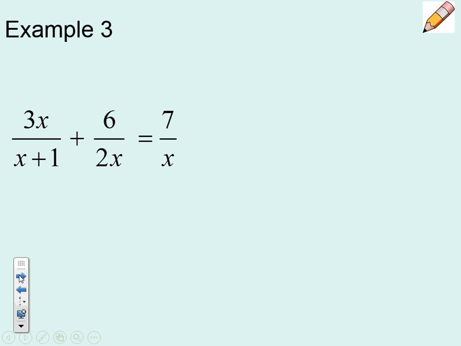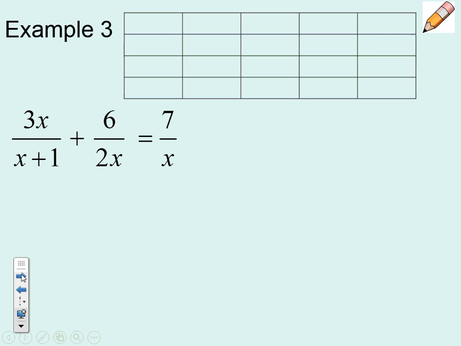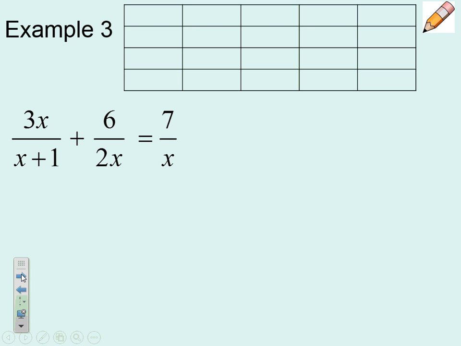All right, ladies and gentlemen, moving on to our last example that we need to have in our notes for the day. Same thing, check our denominators. None of them need to be factored, so we're going to plug it in. Our first factor is what? X plus 1. The second fraction has factors of 2 times x. Those are separated, remember. And our third one is x.